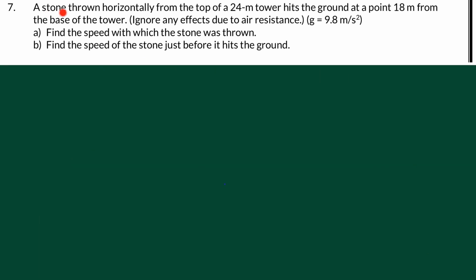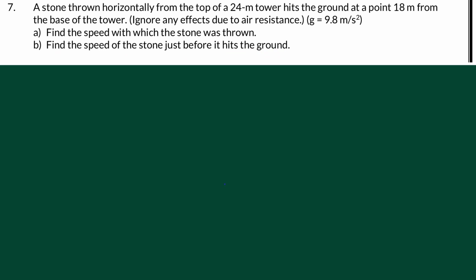Next problem, a stone thrown horizontally. Keep this thing in mind. It is thrown horizontally from top of 24-meter tower, hits the ground at point 18 meter from base of tower. Ignore any effect due to resistance. g is 9.8. Find speed with which stone was thrown, and speed of stone just before it hits the ground.